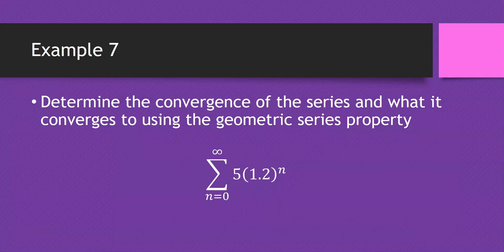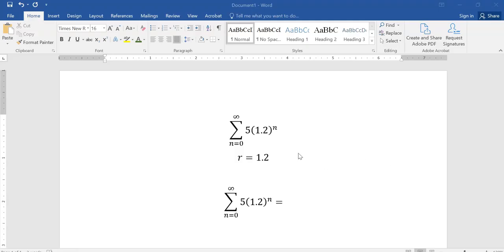Now let's do one more of these. Let's do example 7 here. Infinite sum from 0 to infinity of 5 times 1.2 to the nth power. Go ahead and push pause on the video and do your calculations here. Hopefully you went ahead and did that, and hopefully you caught what was going on there. We have 5 times 1.2 to the nth power. The r inside is 1.2. That r is greater than 1, and so all we have to do is go back to our geometric property and say that must diverge.